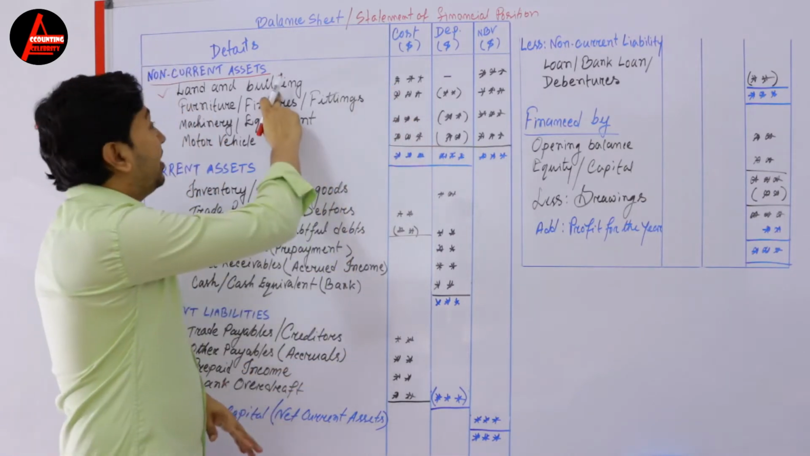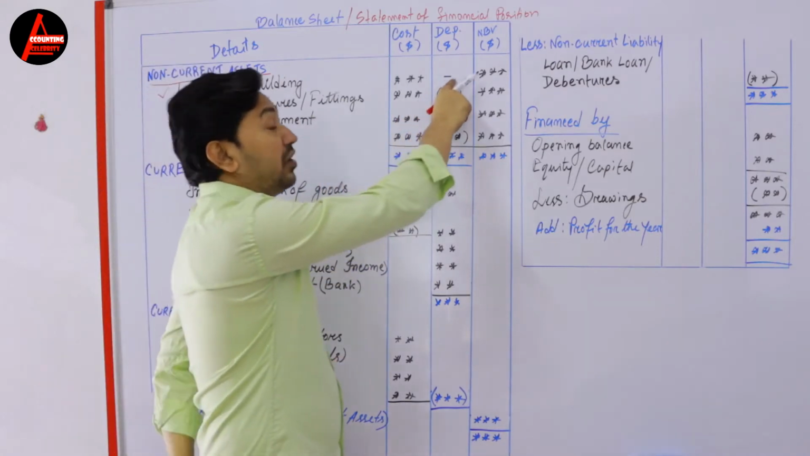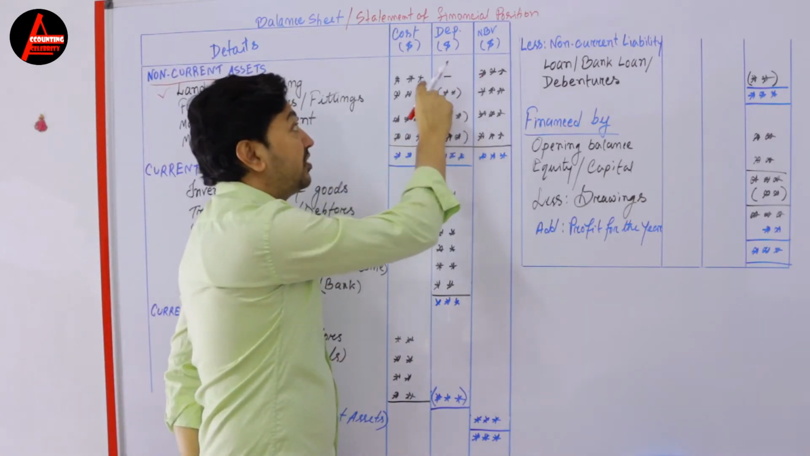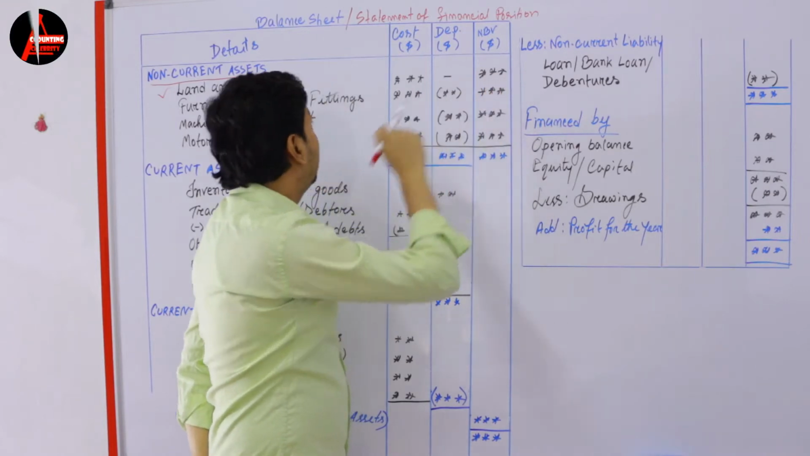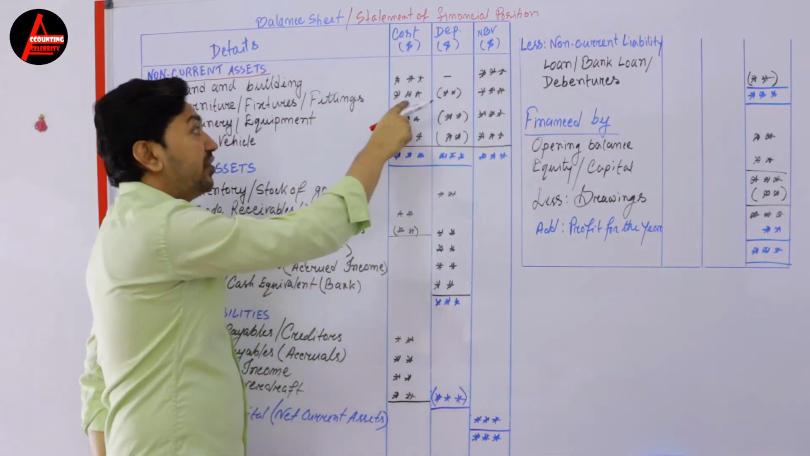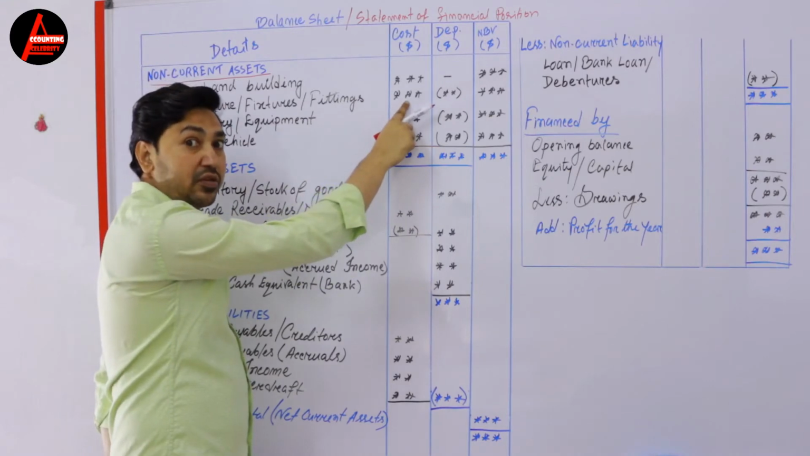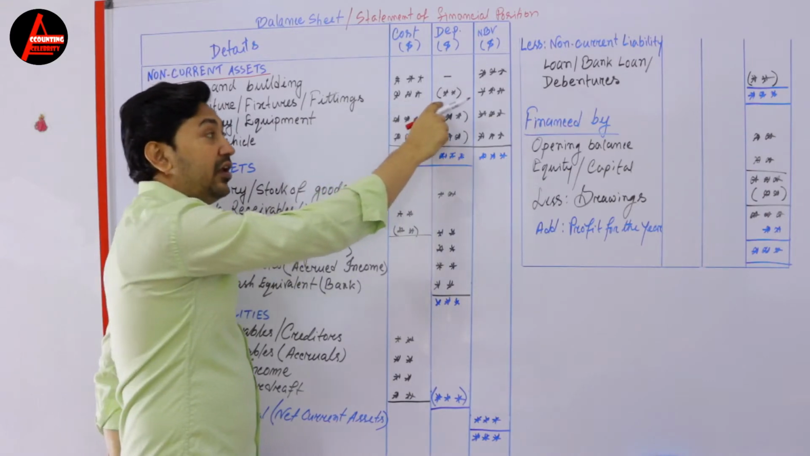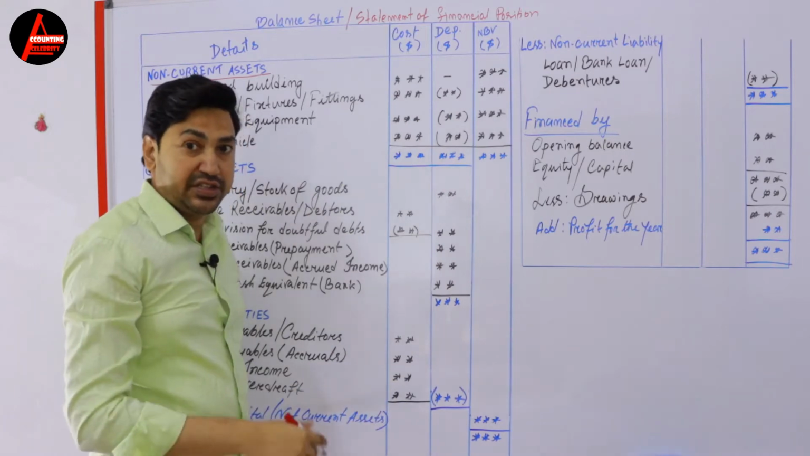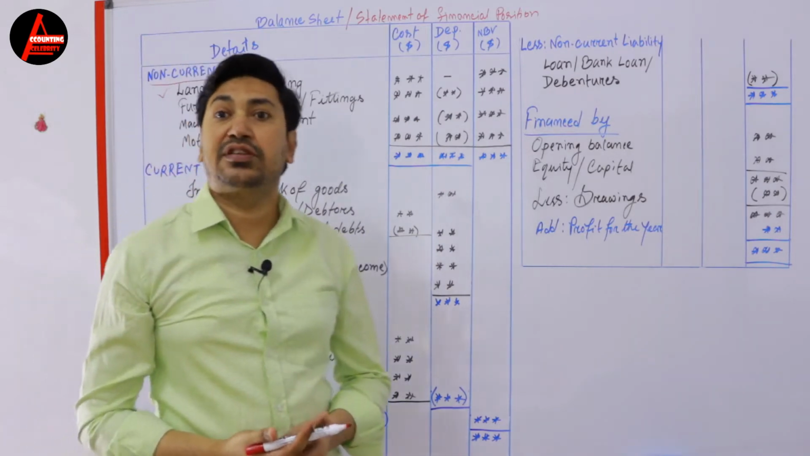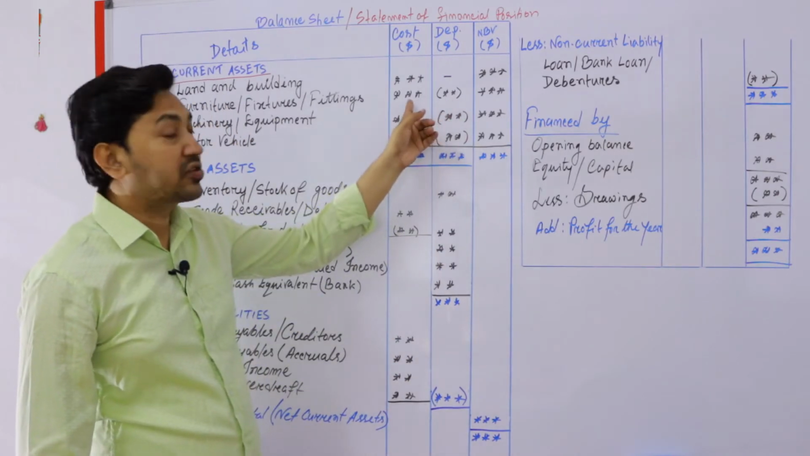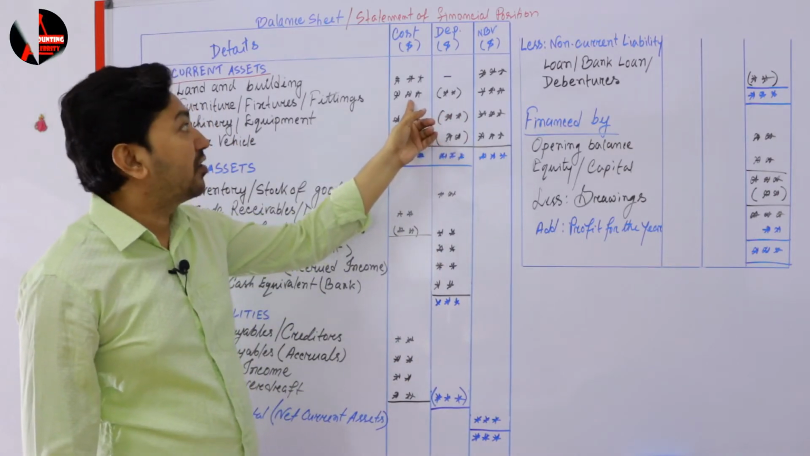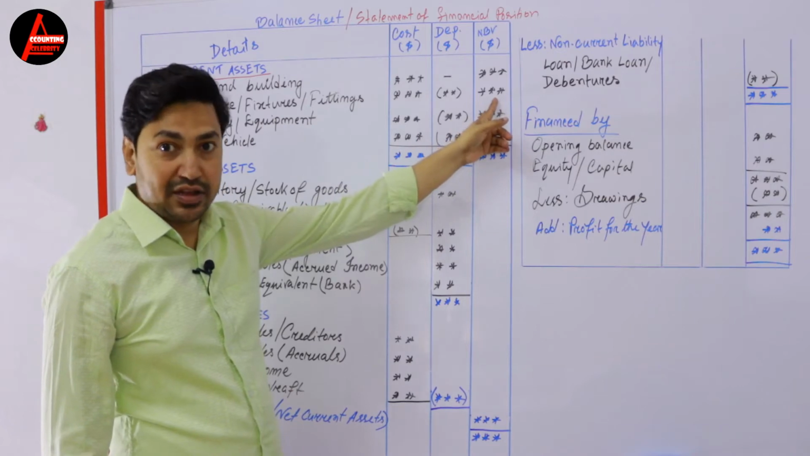Land and building has no depreciation, so just write the cost value in the net book value column. Then fixtures and fittings. Here you have to write first the cost of this asset, then the depreciation. You will calculate the depreciation, then subtract it from the cost of the non-current asset. Then you write the answer here.